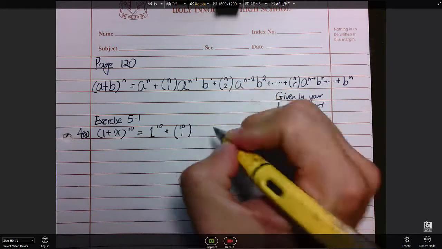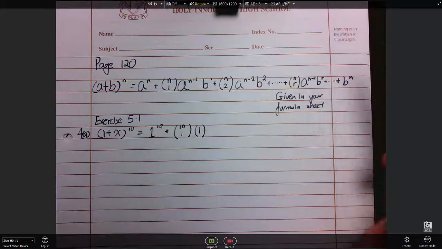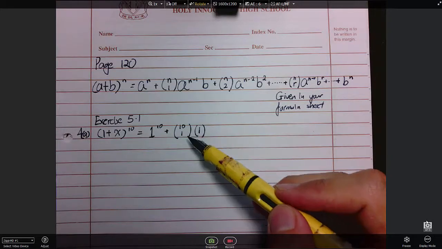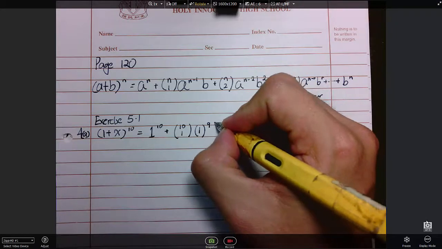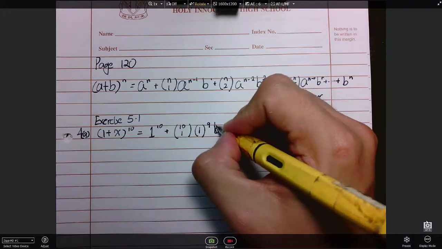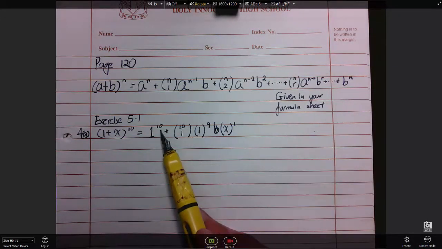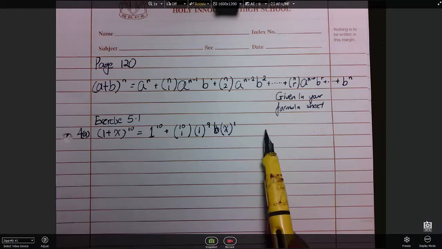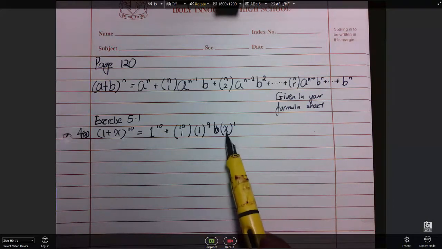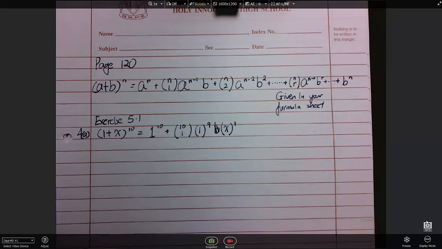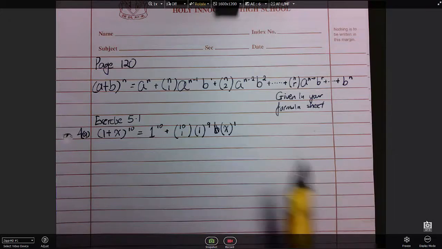10 choose 1. A to the power of n minus 1, where a is 1. So now it's 10 minus 1. So here is 1 to the power of 9. And we have b to the power of, not b, sorry, we have x to the power of 1. So you notice what's happening here is that the 1 is power 10, power 9, next term will be power 8, power 7, power 6. For the b term, here there's no b term. Next term is x to the power of 1. Next term will be x to the power of 2, x to the power of 3. So as the a term, the power is decreasing. For the b term, the power will be increasing.